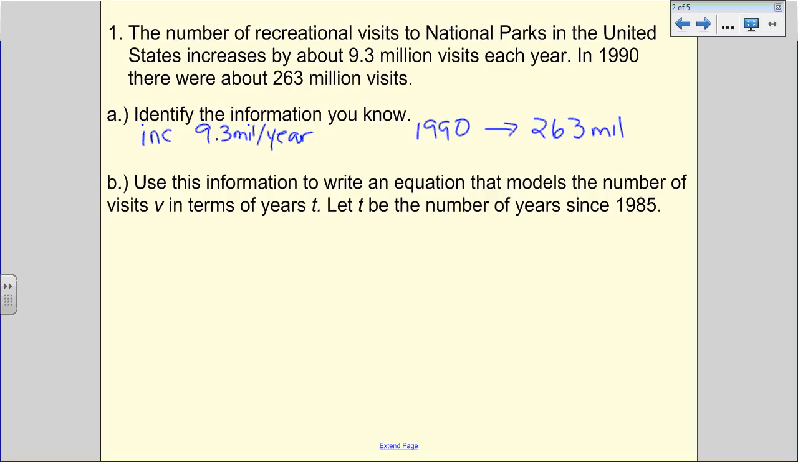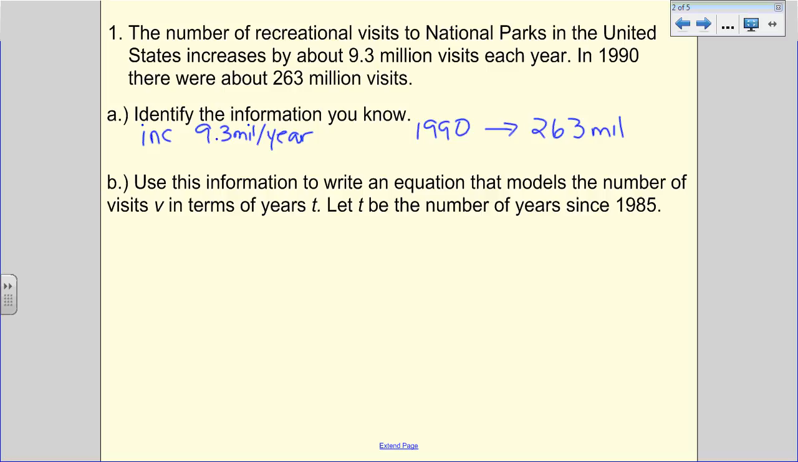So we've got two pieces of information, guys. When I have two pieces of information like that, I either have slope and a starting point, because 1990 is the first year, or I have slope and an ordered pair. So we need to keep reading from there. I guess I should tell, how do we know that this is our slope? I kind of jumped the gun there.